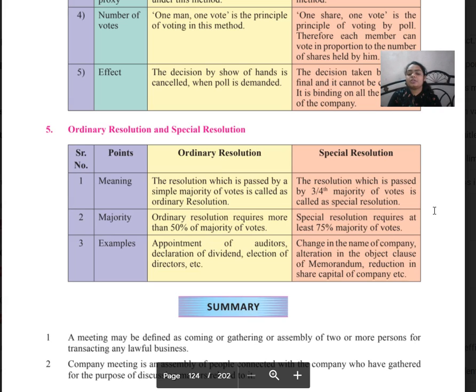Examples of ordinary resolution: appointment of auditors, declaration of dividend, election of directors, etc. Examples of special resolution: change in the name of the company, alteration in the object clause of the memorandum, reduction in the share capital of the company, etc. So basically, ordinary resolution is flexible as compared to special resolution. In ordinary resolution, minimum 50% of the majority of votes is required. For special resolution, we require 75% or three-fourth majority of the votes. So with this we come to the end of the seventh chapter.